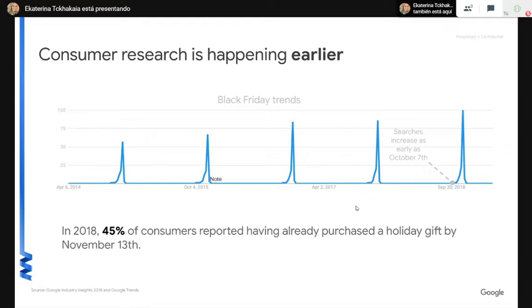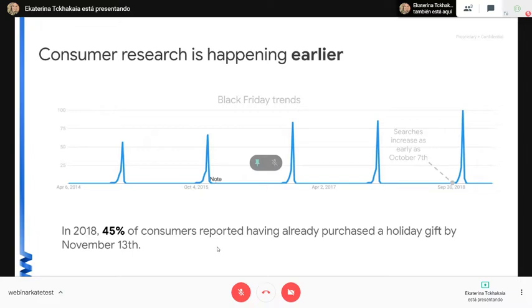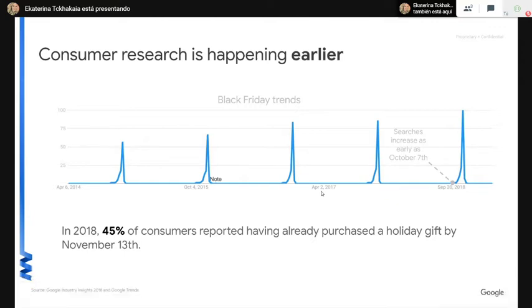However, consumers are also searching for gifts much sooner than we might think. That's why early preparation is needed to capture curious shoppers at the start of their shopping journey. In 2018, we saw holiday searches increasing as early as the 7th of October. So this means that we really have to pay attention not only to the most critical days of the season, but also to the earlier start of these events.